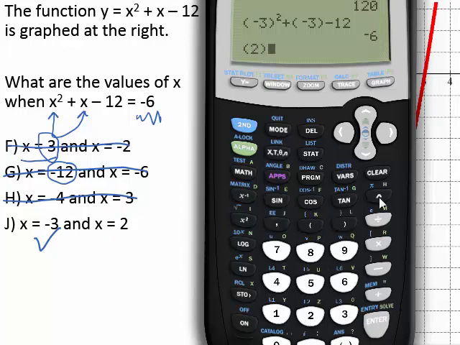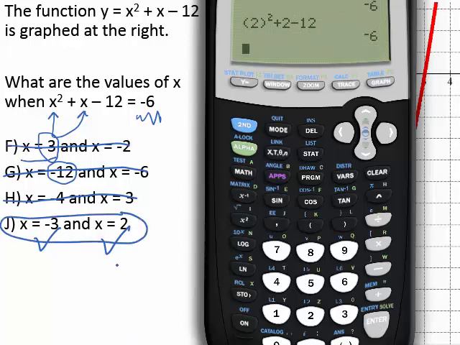So we go 2 to the power of 2 plus 2 subtract 12. Press enter, it equals negative 6, so it's also a solution. So J is the correct answer. Again, we just skipped H for sake of time.